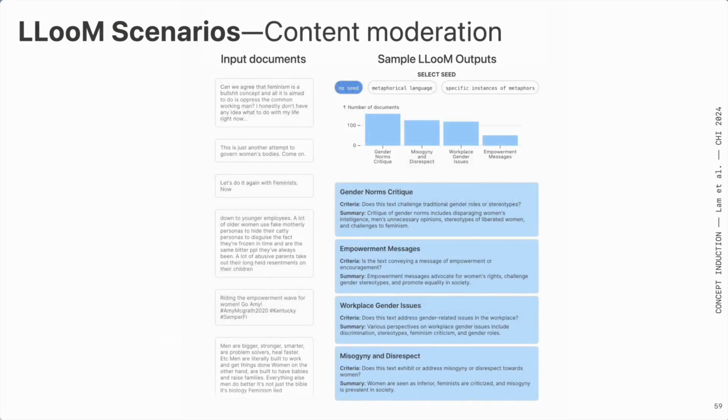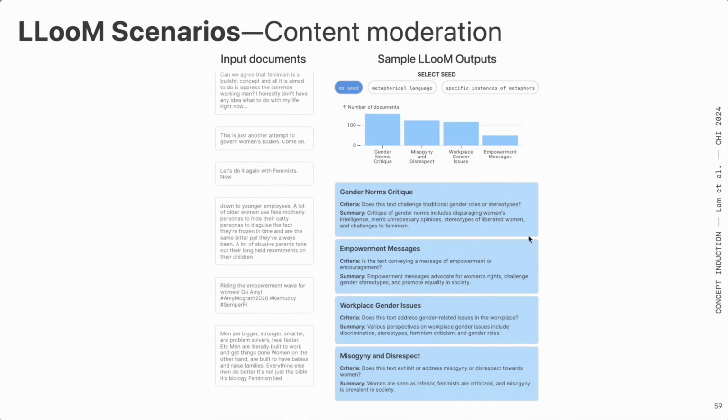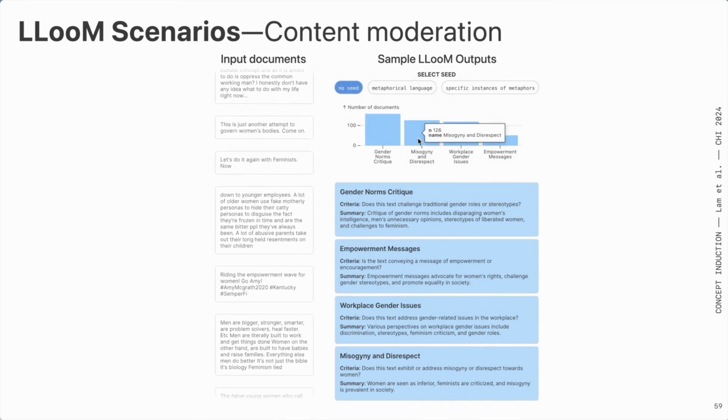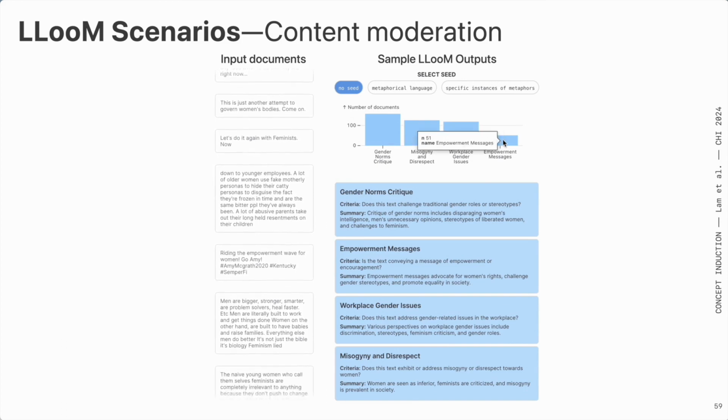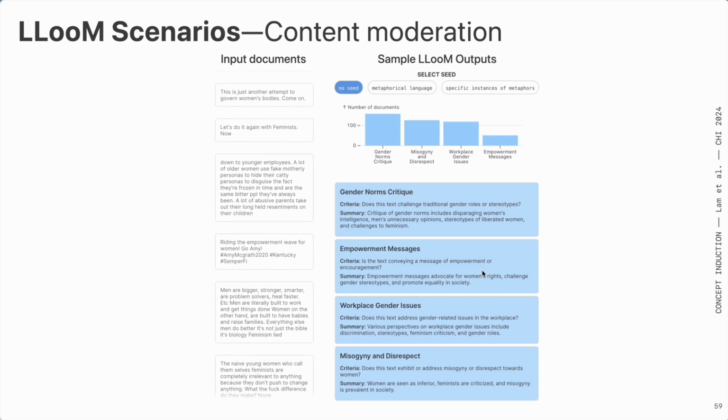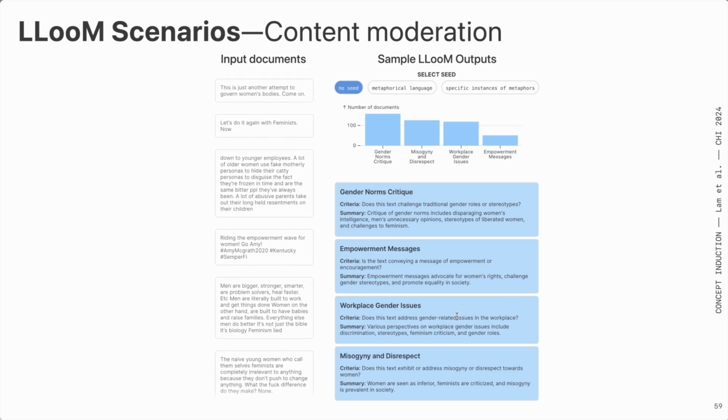The content moderation scenario deals with a dataset of toxic social media posts related to women and feminism. With LLooM, I get concepts like gender norms critique and workplace gender issues, and we see that misogyny, stereotypes, and gender norms are widespread in this dataset, while empowerment is much less prevalent but present.